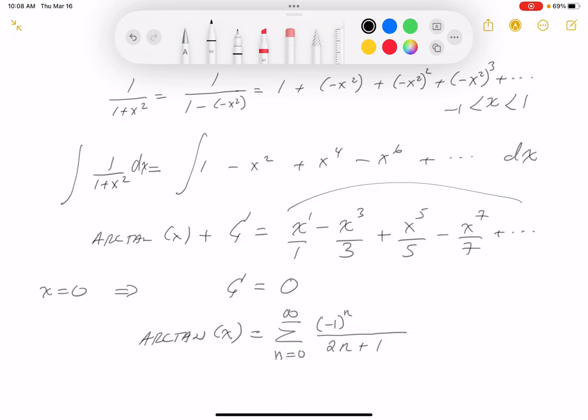I want to check that. At 0, you get 1. At 1, you get 3. At 2, you get 5. At 3, you get 7. Looks good. And the power is the same. What do you get over here? Let's see, 2n plus 1.